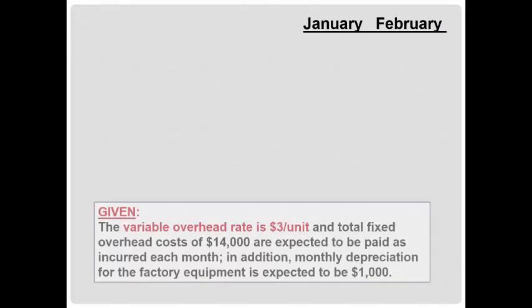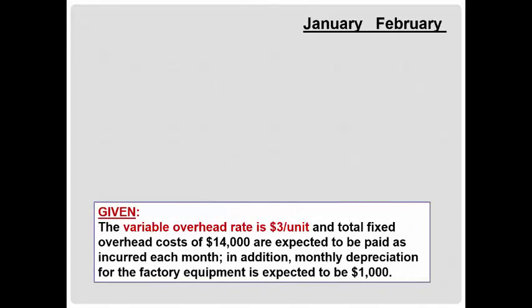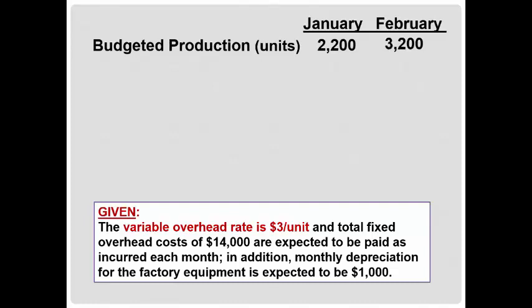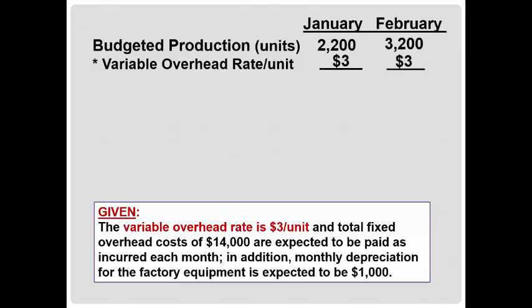So we're looking at this for both January and February, and we're going to focus on the variable overhead first, and we notice that the variable overhead rate is $3 per unit. Now, since it says $3 per unit, we'll have to start with our budgeted production, which we computed earlier in Part A. We determined that we would produce 2,200 units in January and 3,200 units in February. Our variable overhead rate is $3 per unit, so we'll multiply these units by $3.